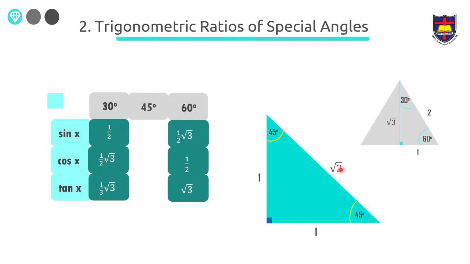Now let's calculate the value of sine 45. You can use this angle, for example, which is 1 divided by square root of 2, so it can be rationalized to become a half square root of 2. For the value of cos, it will be adjacent, which is 1, over hypotenuse, so the value will be the same, a half square root of 2. And for the tangent, it will be 1 divided by 1, so it equals 1.